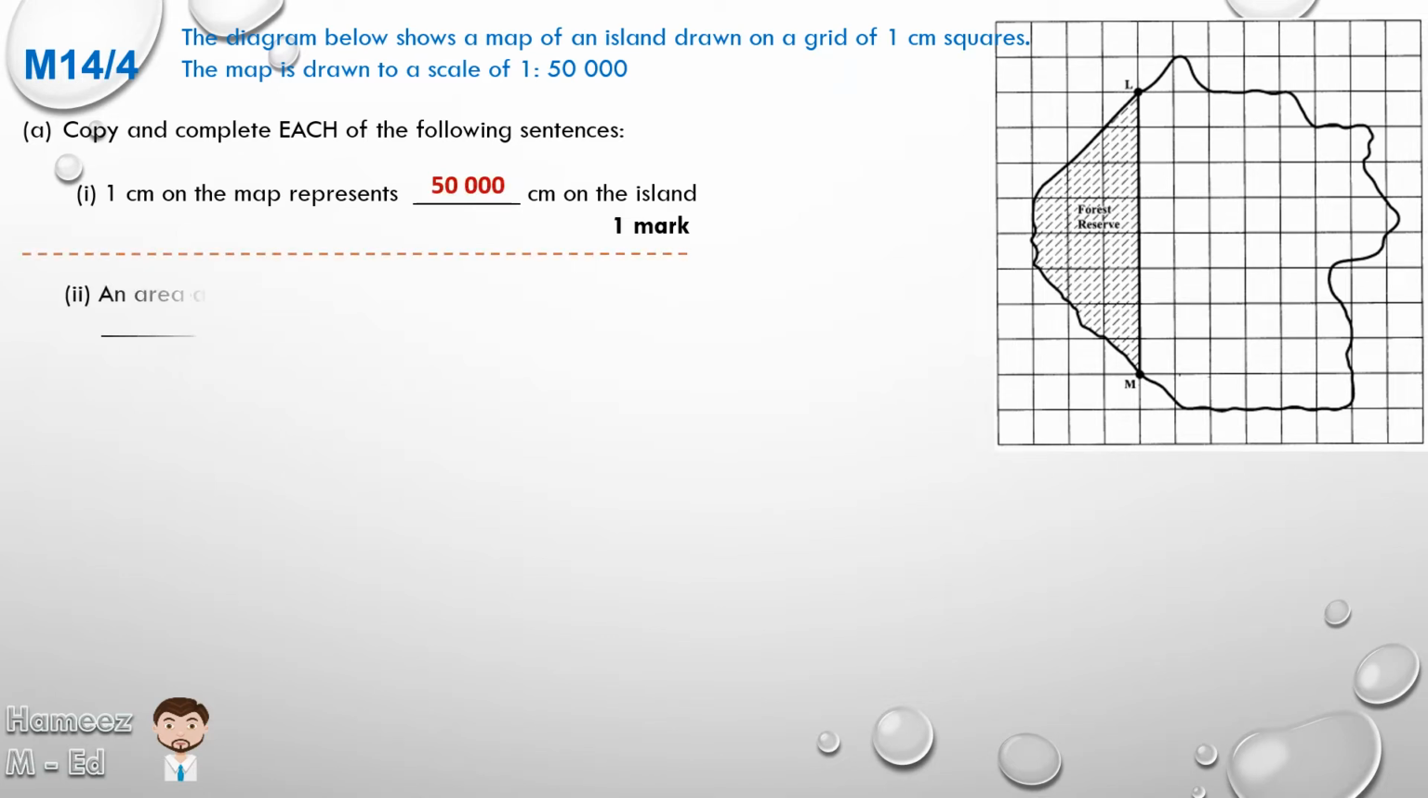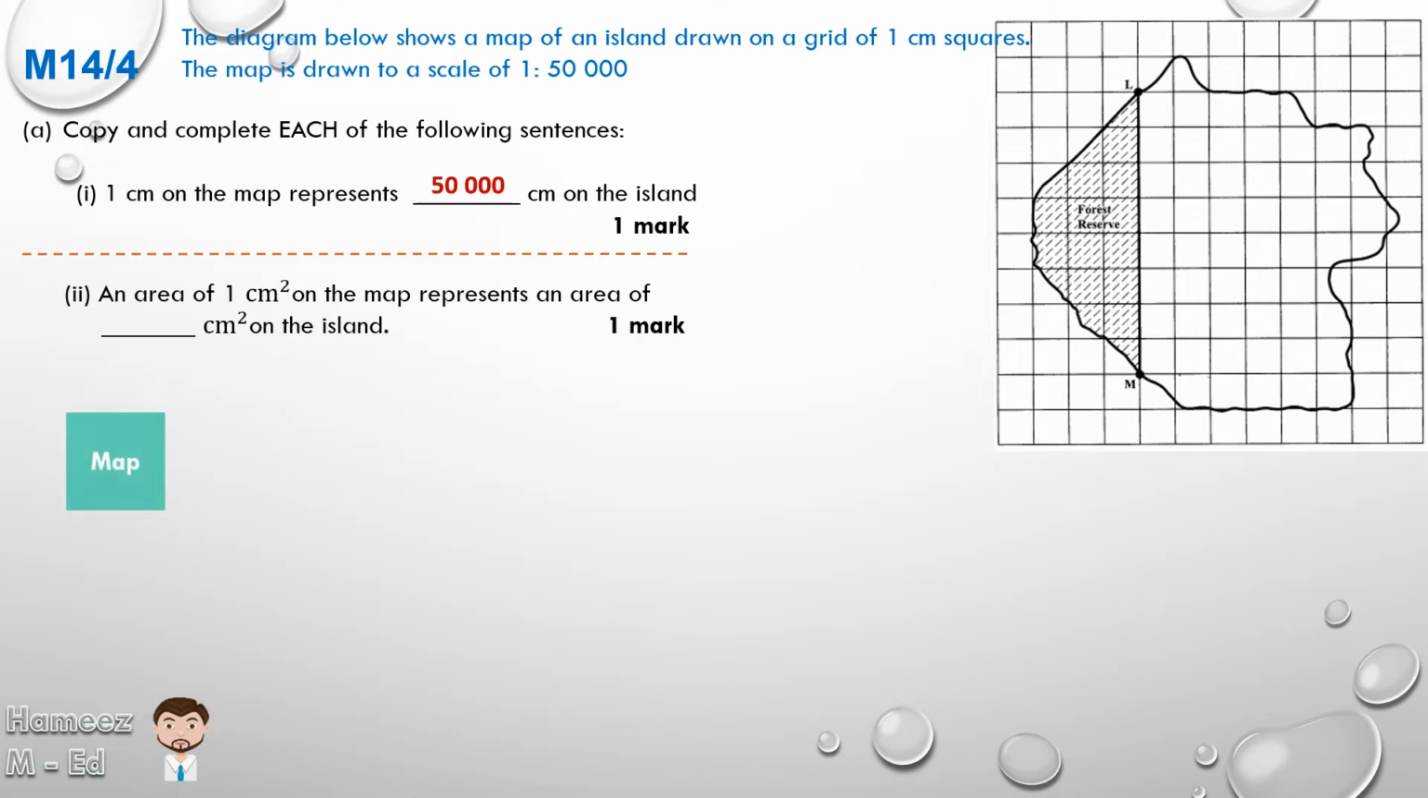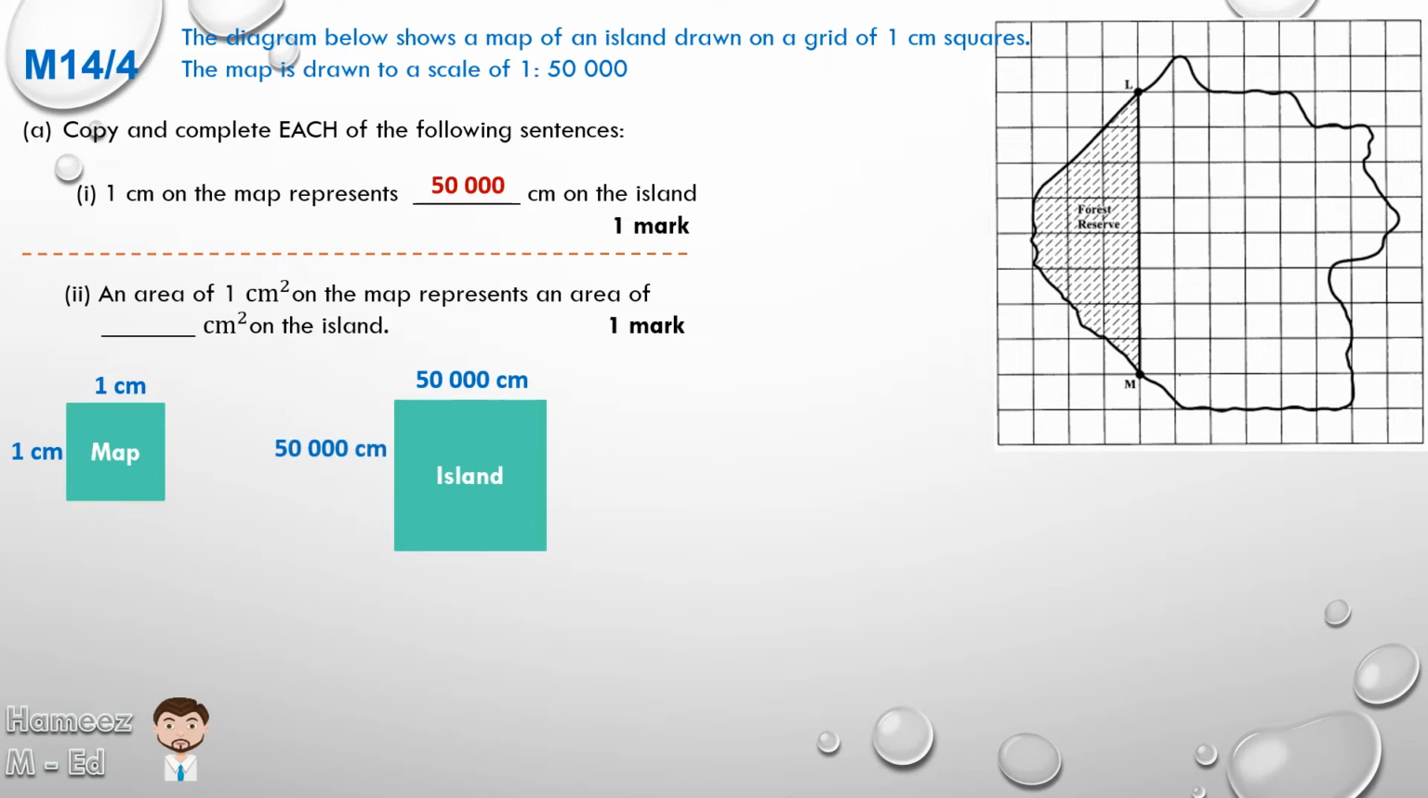In part 2, an area of 1 centimeter squared on the map represents an area of how many centimeters squared on the island? So let's draw a small square representing the 1 centimeter square on the map. If it's a square, it's 1 centimeter by 1 centimeter. And using the idea from part 1, let's draw a square on the island. Each side, which is 1 centimeter on the map, will be equal to 50,000 centimeters on the island. So it'll be 50,000 by 50,000 centimeters.